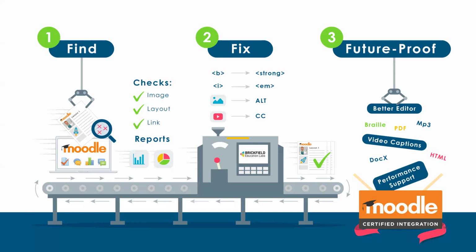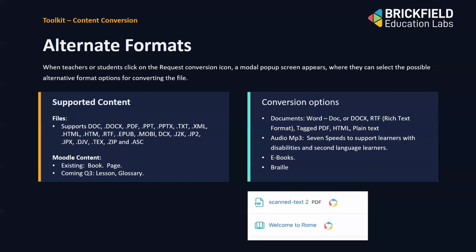That's the full loop. And when the teacher or student clicks the conversion icon on any supported resource, a modal appears with the available format options. Supported options include PDF, Word, PowerPoint, HTML, and many more. And output options include Word, tagged PDF, HTML, plain text, audio in 7 different speeds, particularly useful for second language learners, EPUB, and Braille. Moodle books and pages are already supported, with lessons and glossaries coming in Q3.